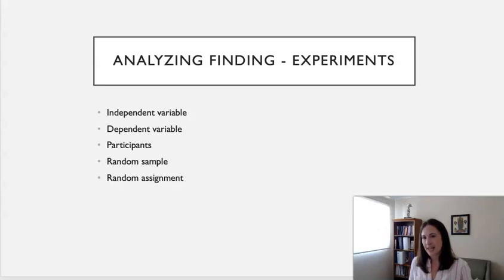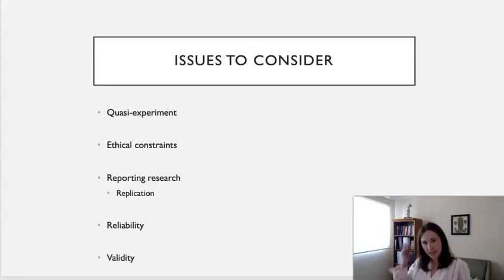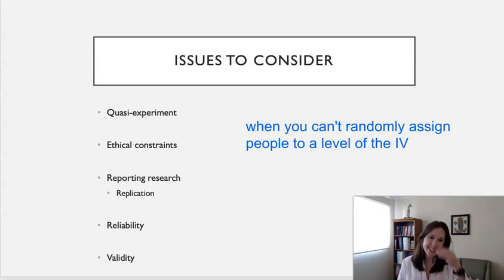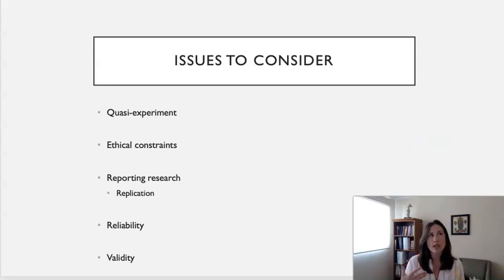And now, last couple things to go over. One, a quasi-experiment. A quasi-experiment is when you can't randomly assign the people to the levels of the independent variable. For example, in my experiment, I could say, you take the perspective of the other person, you don't take the perspective of the other person.